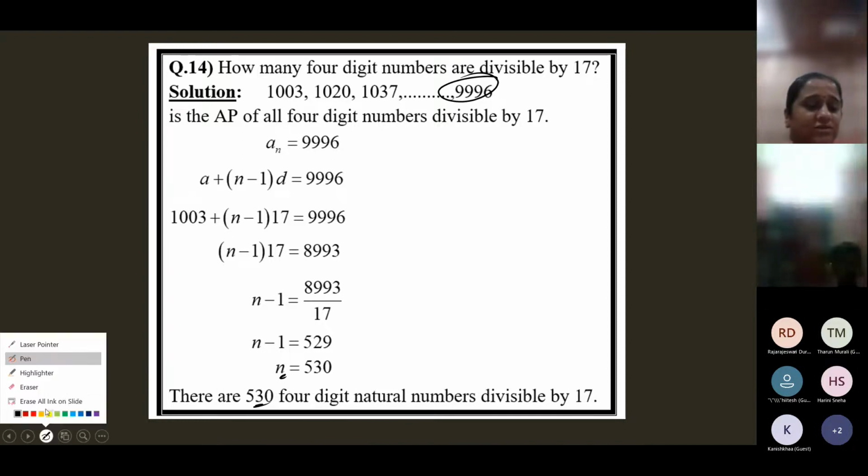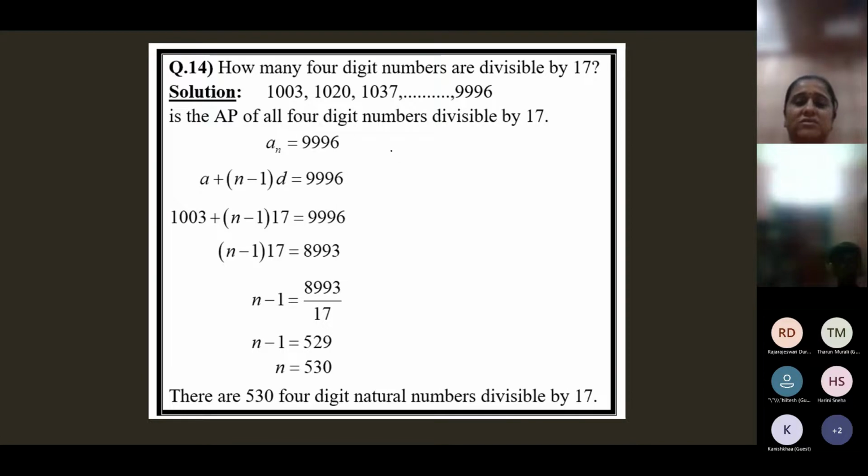Now how to generate the first number and the last number? Simply divide. Which is the smallest 4-digit number? We are talking about 4-digit numbers here. 1000 is the smallest 4-digit number. 9999 is the largest 4-digit number. Take the smallest and the largest 4-digit number and divide by 17.